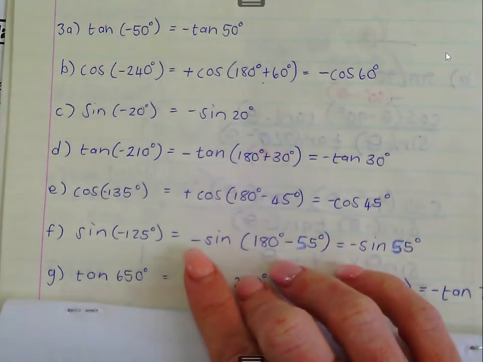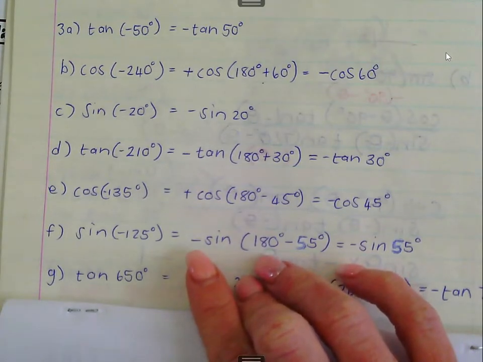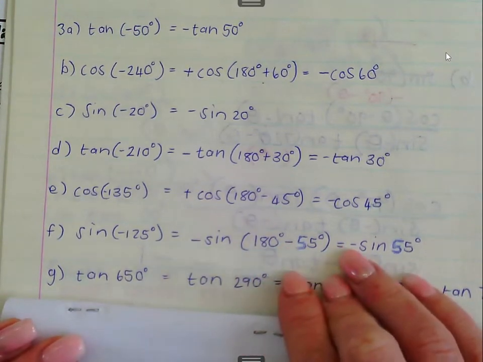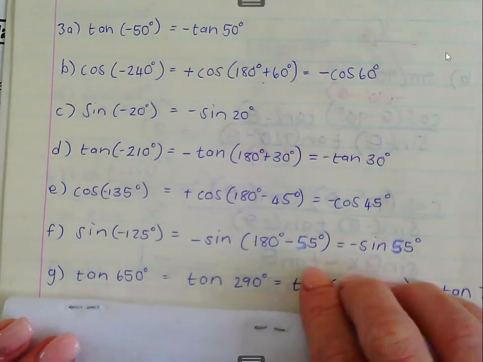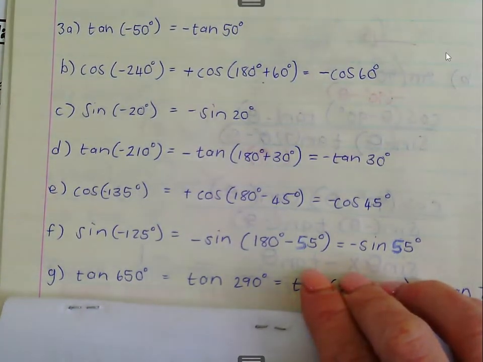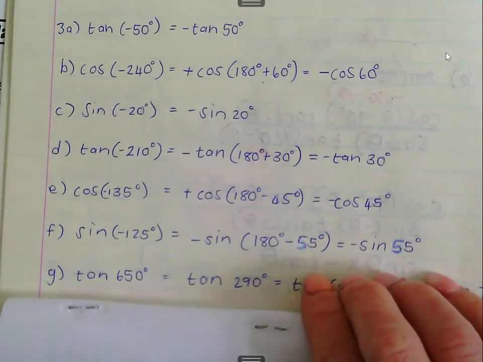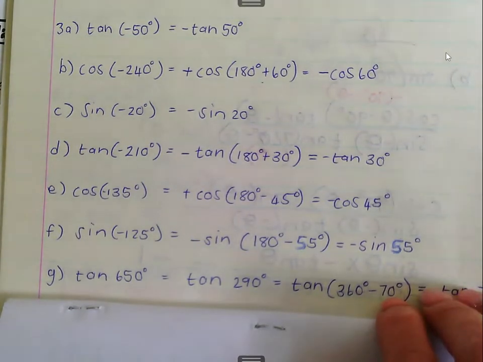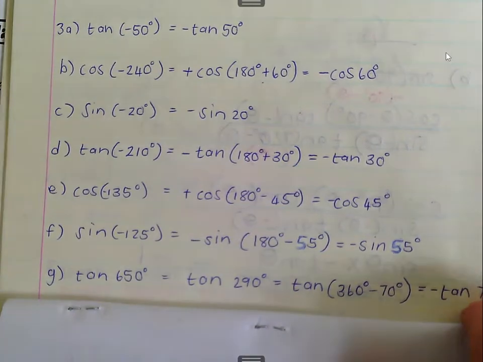Tan of 650. Now this is the one where it's gone past one revolution. So we just subtract the 360, ne? So if I subtract 360, I end up with 290. Right, 290 is still not reference. It's between 0 and 360, but it's not reference. So what must be in the bracket? With tan. 360 minus 70. Don't use co with tan. Okay. 360 minus 70, that's in the fourth quadrant. So it's negative tan 70.